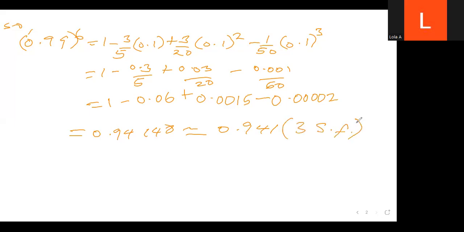Though the question did not specify the degree of approximation, so you can leave it at 0.94148 if you want to. You can also check straight away with your calculator to know if this is correct by punching in 0.99 raised to the power of 6. So I want you to try that with your calculator and see what you're going to have. So I want you to do that and confirm it to me.